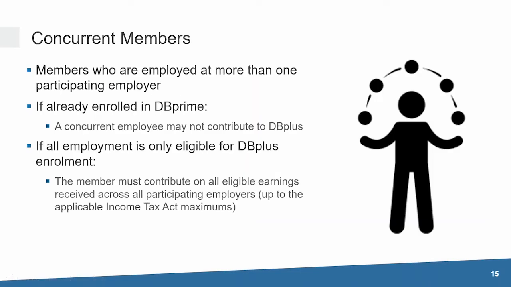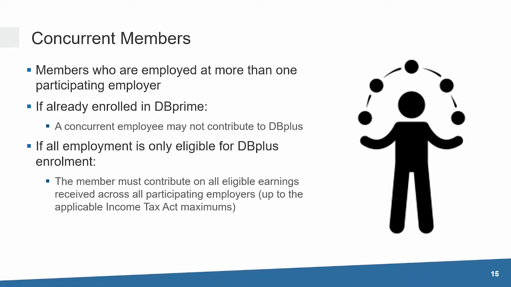If a member is already full-time in DB Prime and finds employment with a CAT participating employer that offers DBplus, they will not be able to contribute to DBplus and must continue contributing to DB Prime based on the earnings and service with their full-time employer.